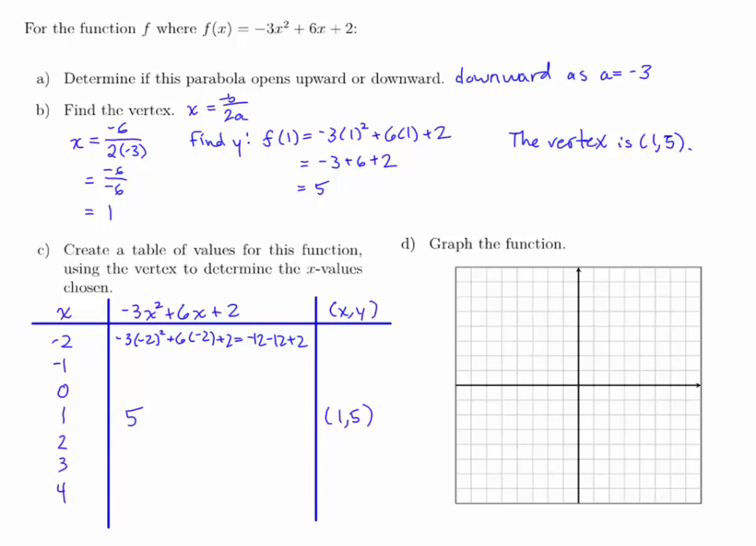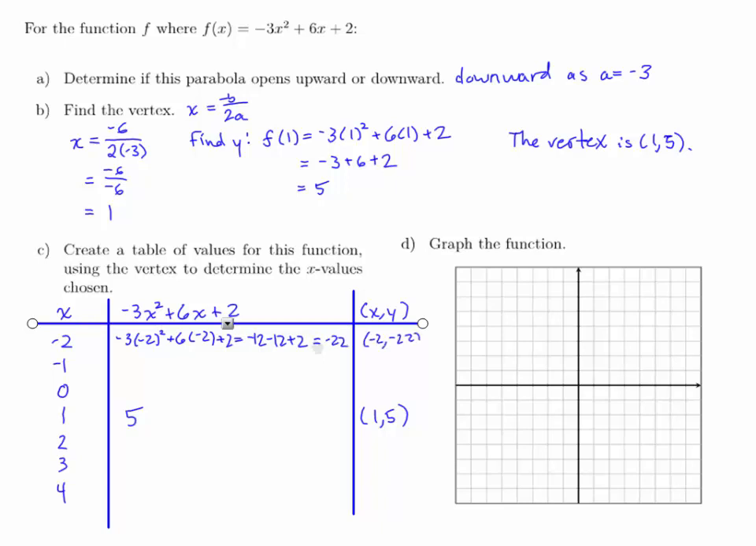I'm going to adjust my graph to make sure I can fit all of this in. Okay, so now that's going to equal negative 22. So the point would be negative 2, comma, negative 22.